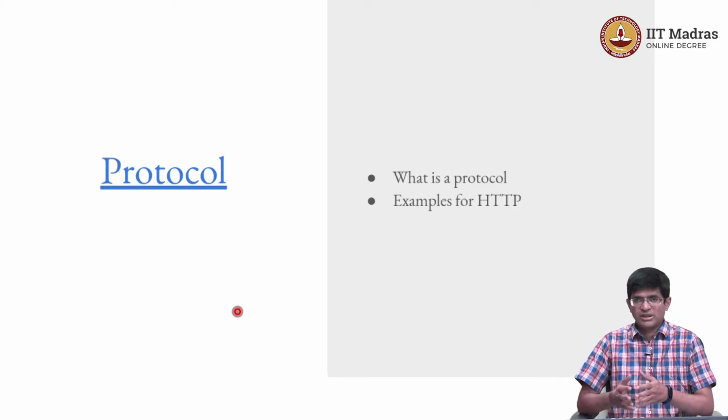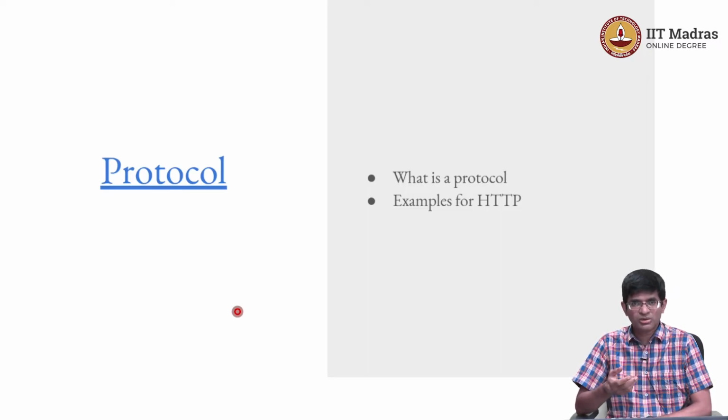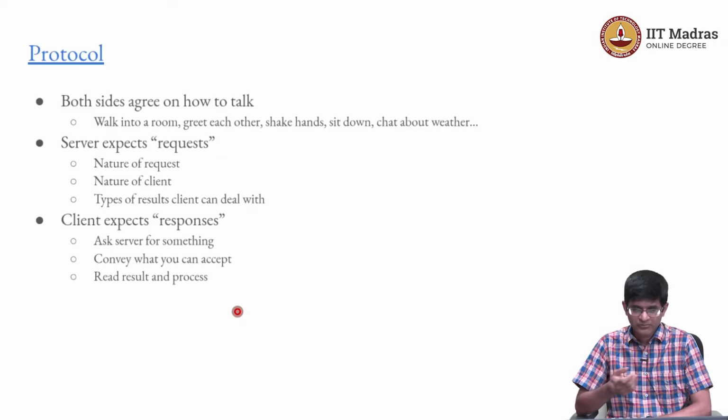Okay, so now let's try and understand, we have seen an example of what a web communication looks like. Let's try and understand a little bit more about what a protocol is and some examples in the context of HTTP. Like I said, a protocol basically means that both sides of some communication agree on how to talk to each other. For example, when we walk into a room, the usual protocol that we are expected to follow is that we smile at whoever we see, we greet them, exchange names maybe, possibly shake hands. Those are all part of a protocol that we follow between human beings.